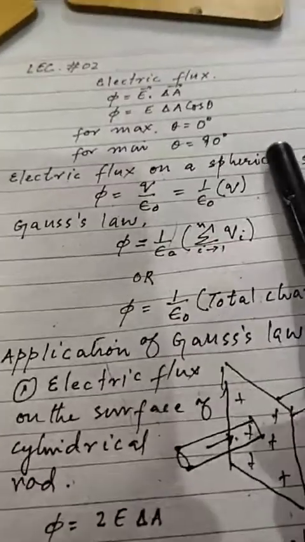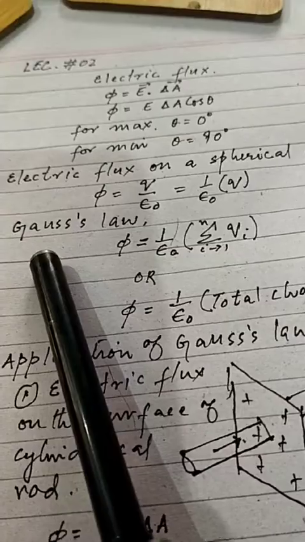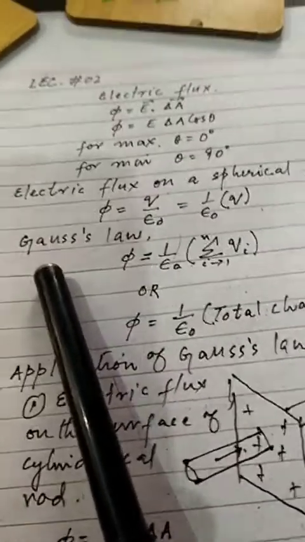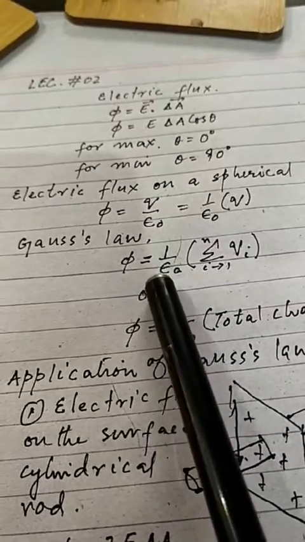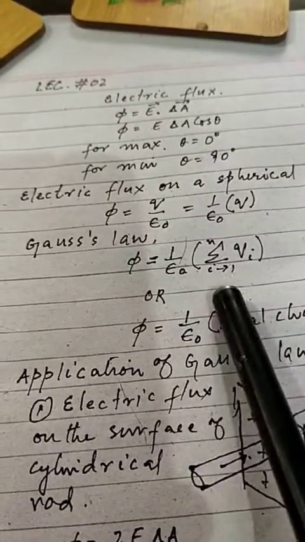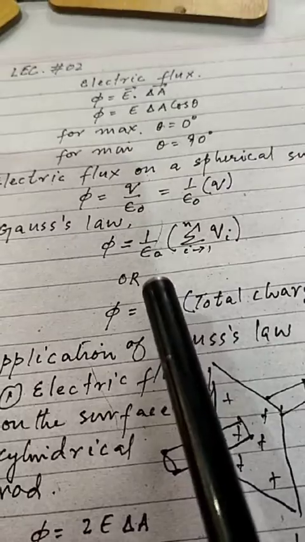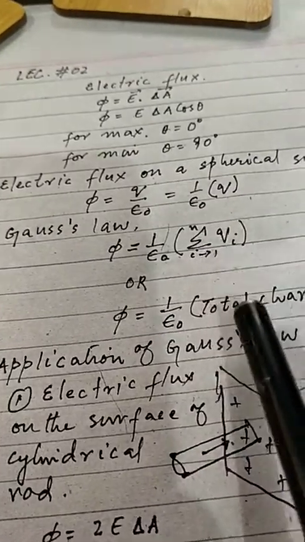After this, I have already discussed Gauss's law. There were two statements of Gauss's law. The first statement was this: total electric flux is always equal to 1 over epsilon naught times the sum of total charges. And it is another mathematical form.